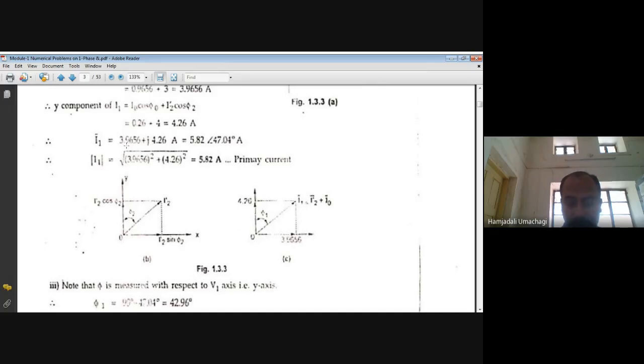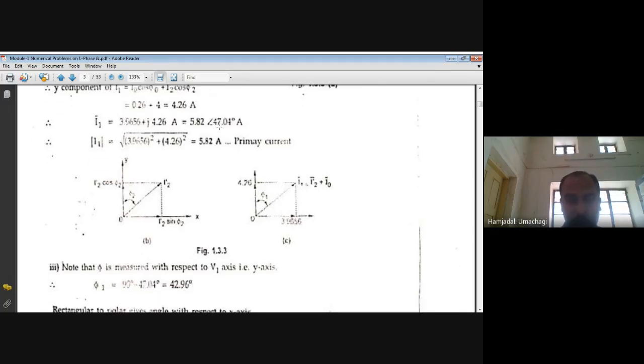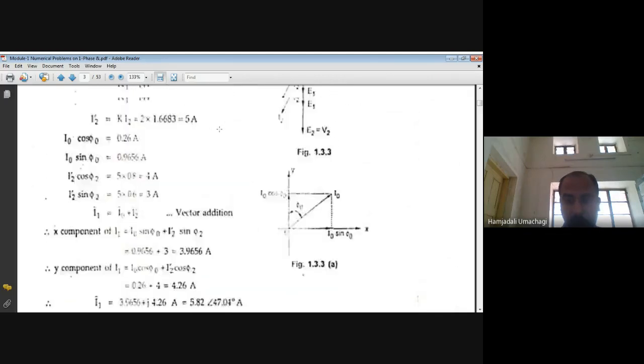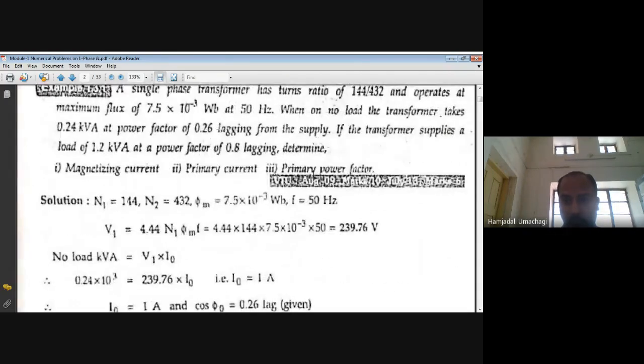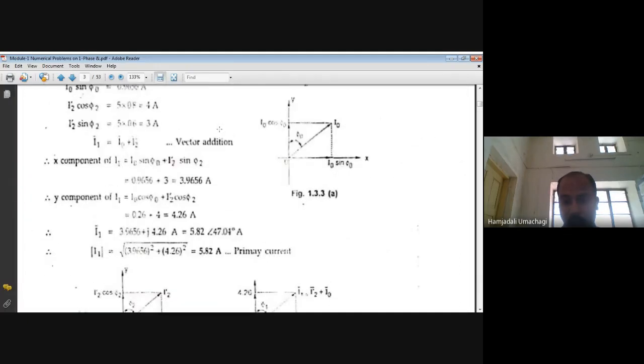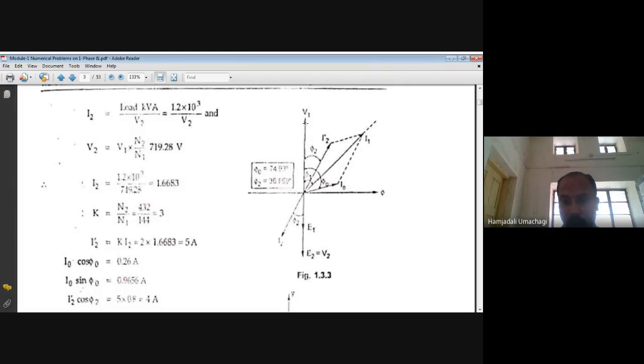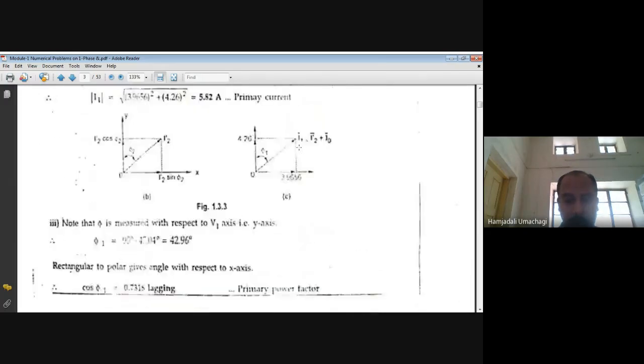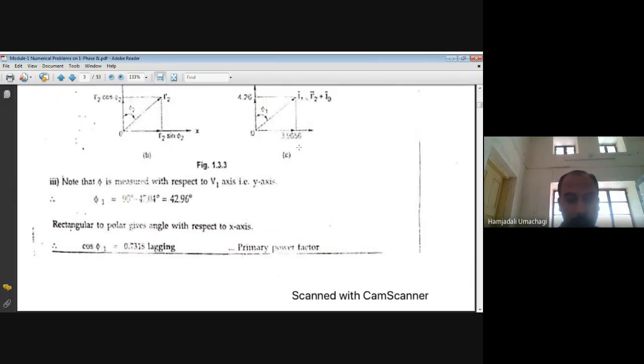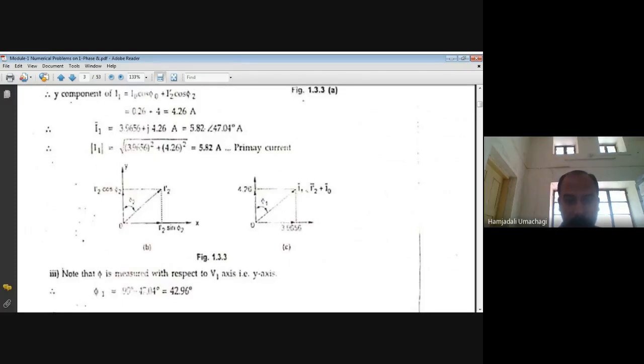So I subtract this value from 90 degrees, because V1 is lying along the y axis, which is exactly 90 degrees, if you refer to this phasor diagram here. So from this 90 degrees I will subtract 47.04. The polar form angle of the primary current is 47.04, so subtract this value from 90 degrees. That will be 90 minus 47.04, and then you will get the answer for no load.